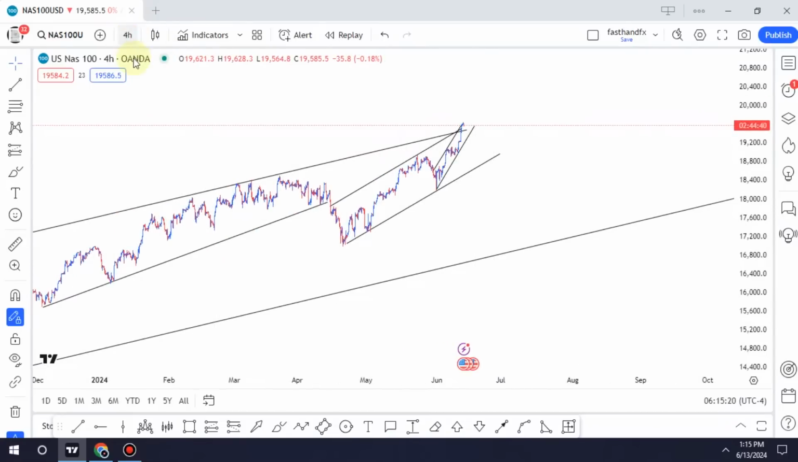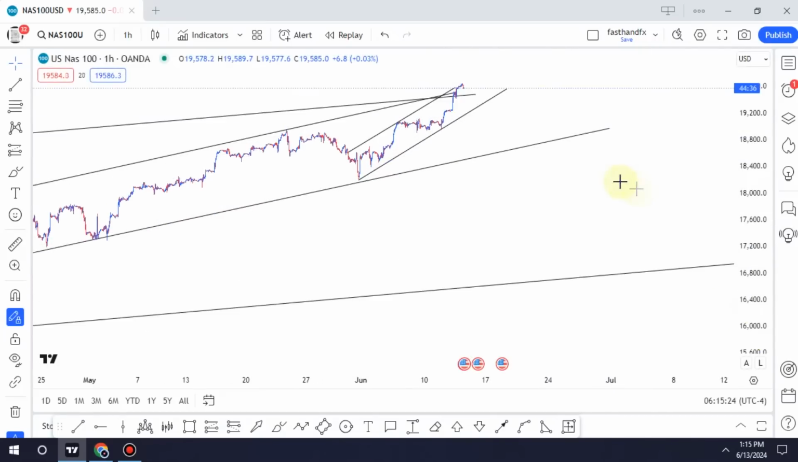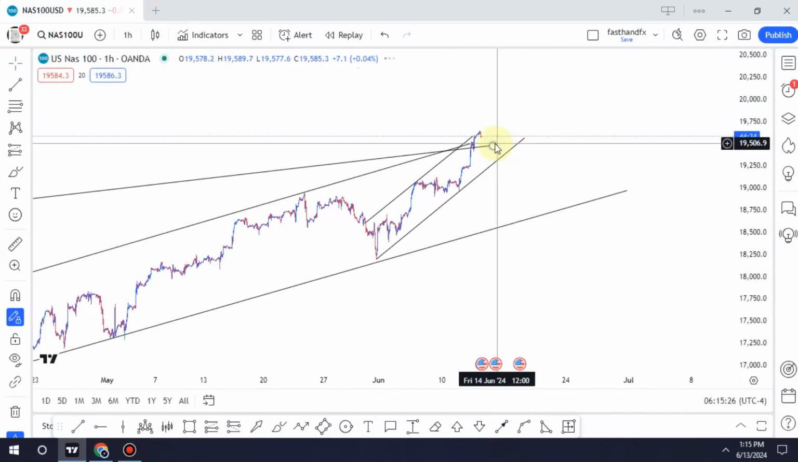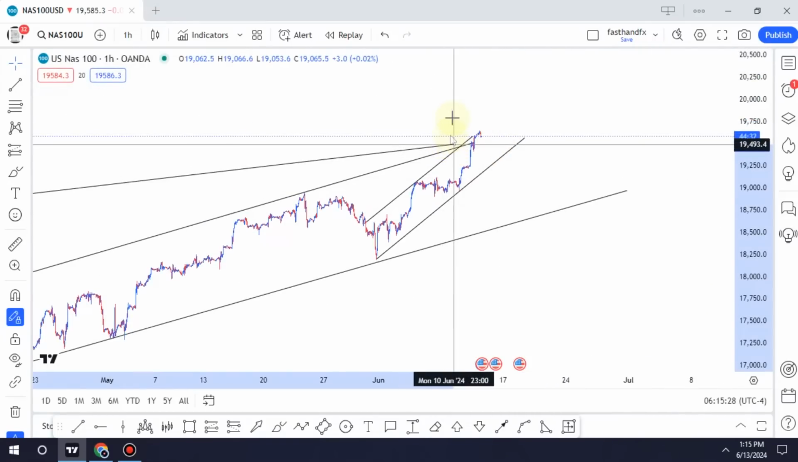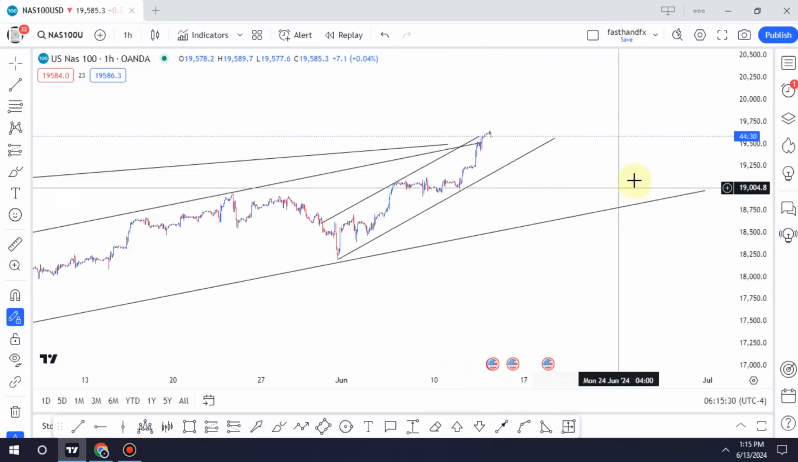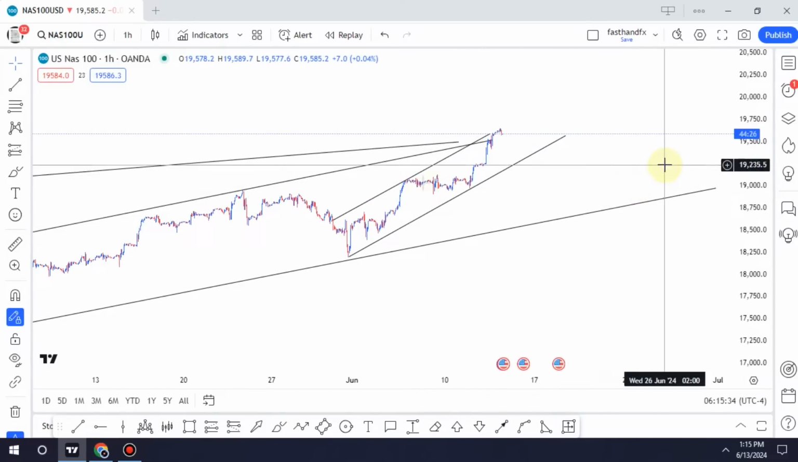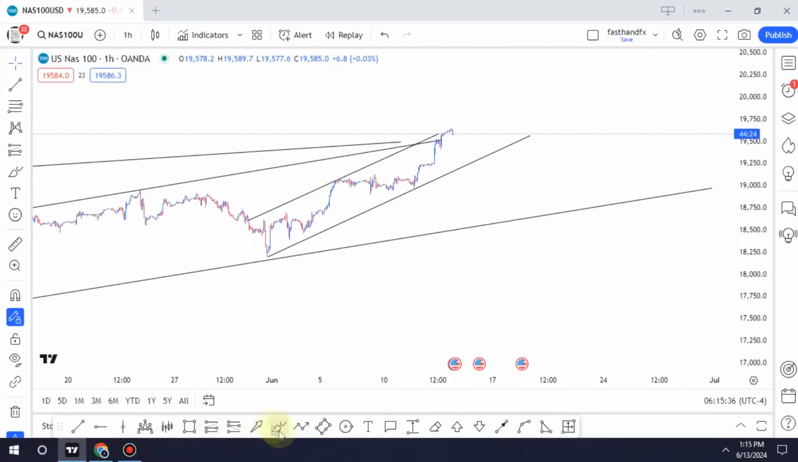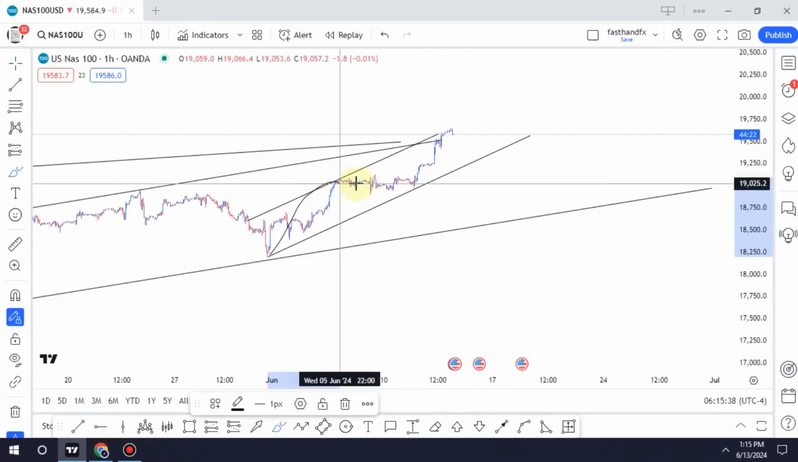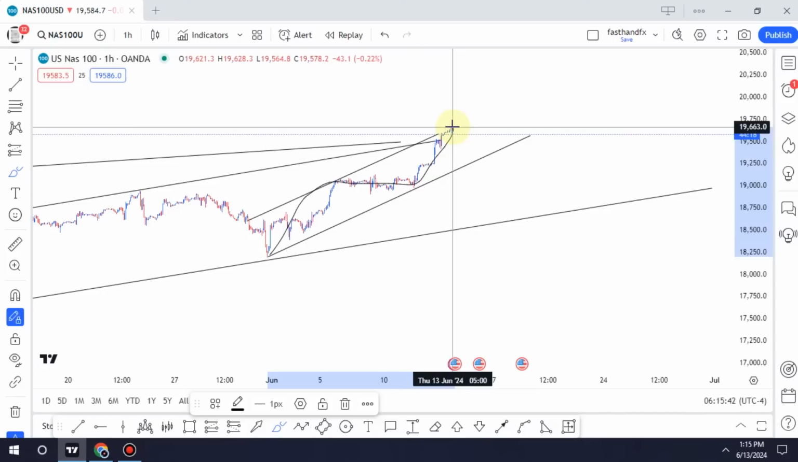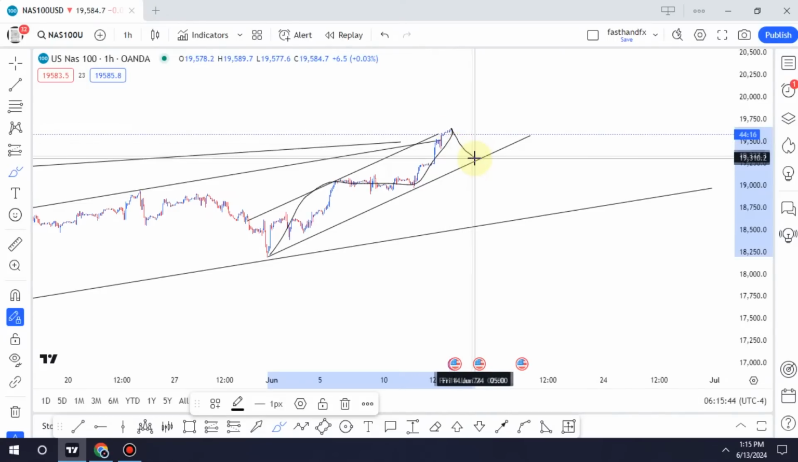So let's go to the H1 now. Adjust this for you guys not to be confused. So this is what we have based on our analysis. We've seen that we had something like an impulse right here and kind of a correction. We also had an impulse right here. So as usual, we anticipate price to do this.